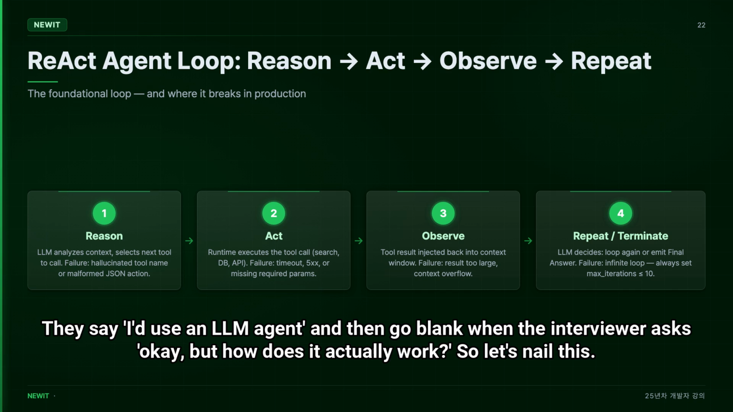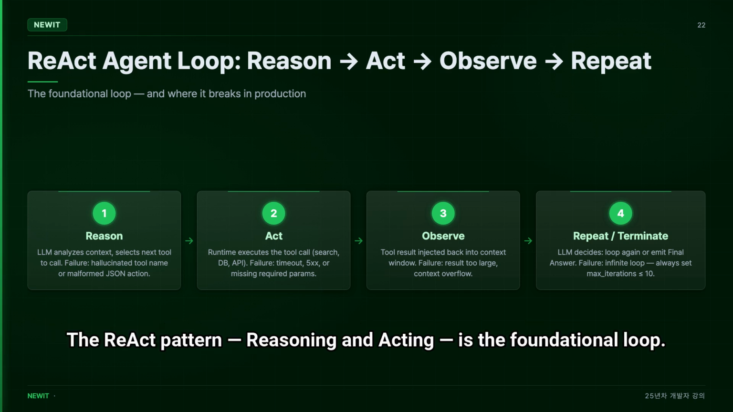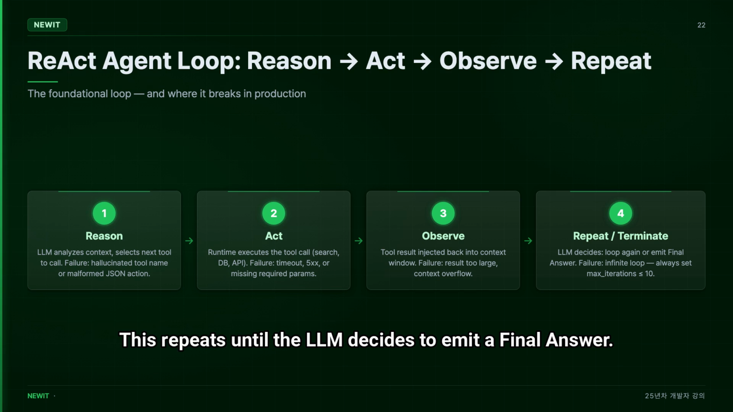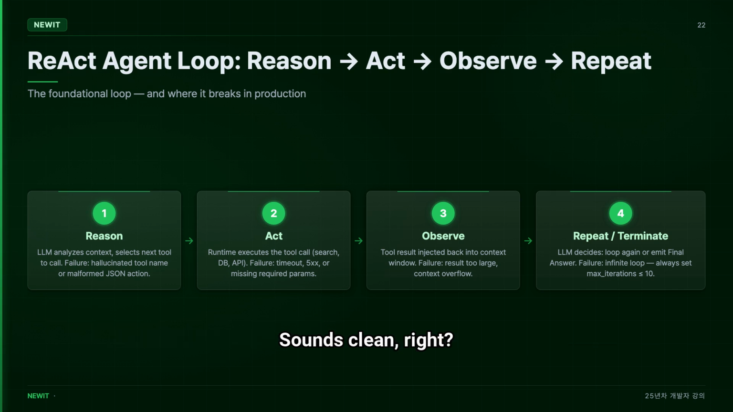The ReAct pattern, reasoning and acting, is the foundational loop. The LLM receives a question, reasons about which tool to call, emits an action, the runtime executes, feeds back the observation, and the LLM reasons again. This repeats until the LLM decides to emit a final answer. Sounds clean, right? Here's where it breaks in production.